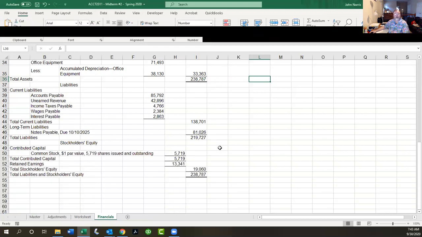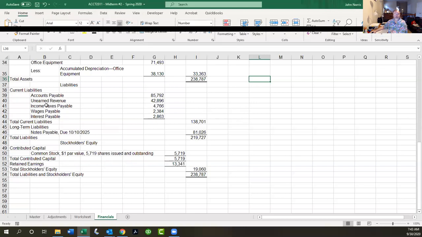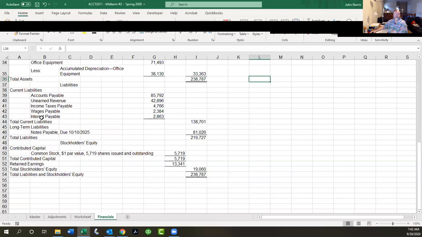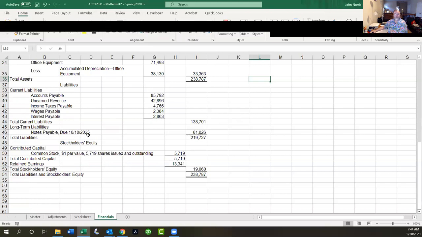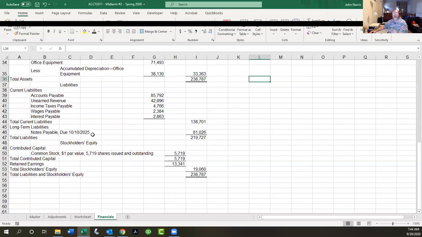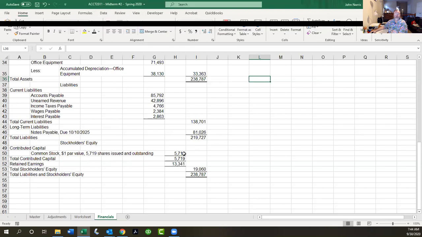Current liabilities are everything that is due and payable in the next 12 months. Accounts payable, unearned revenue, income taxes payable, wages, and interest. That totals $138,701. Notes payable is long-term because it is due beyond the 12 months. I mean, right now it is 12/31/2019. The note payable is not due till 2025. It gives you total liabilities of $219,727.